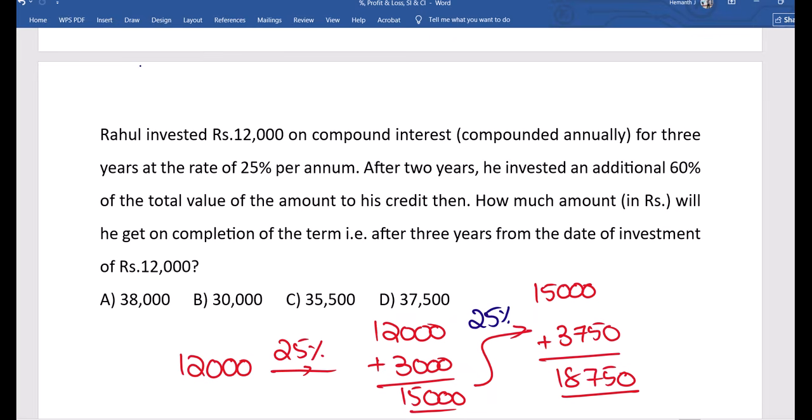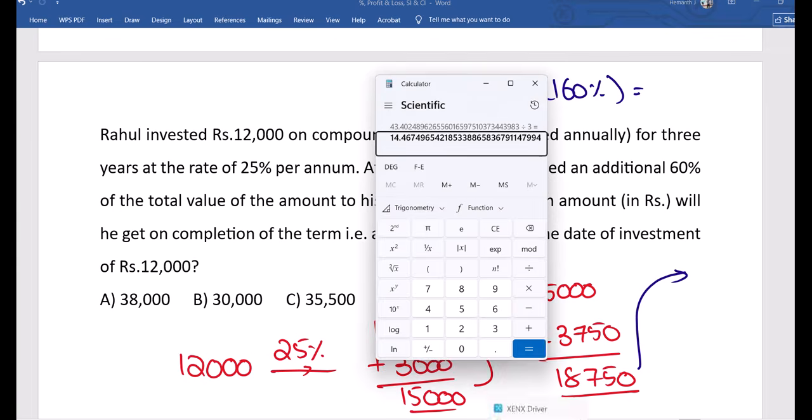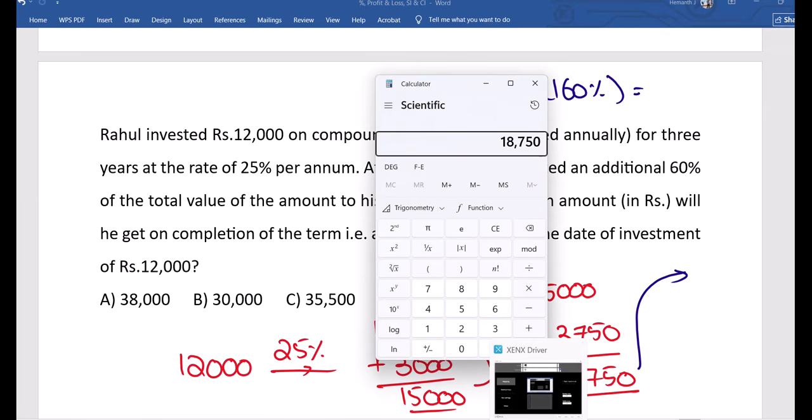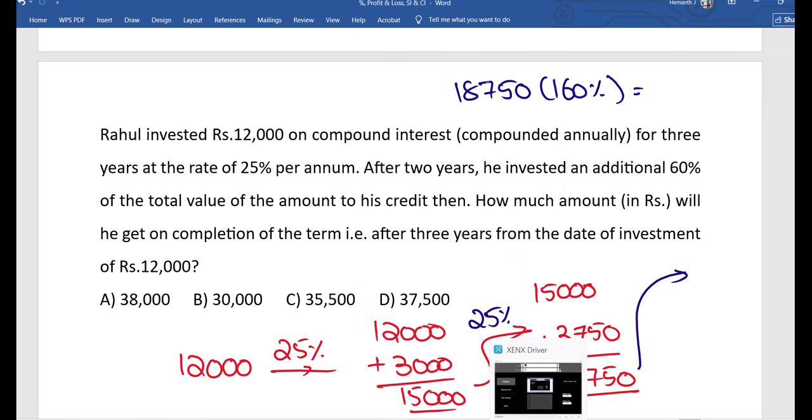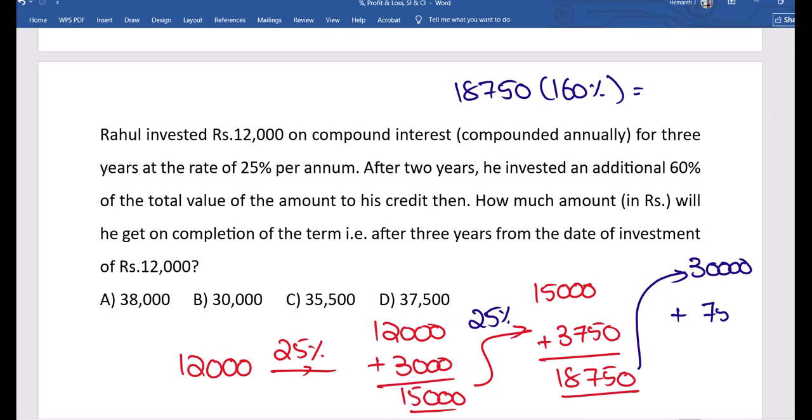Now what is the third year investment? 18,750 into 160%, for third year 60% extra. So 18,750 into 160% is 30,000 now. You are investing 30,000 for the third year. Now 25% of that means 7,500, which will become 37,500, option D.